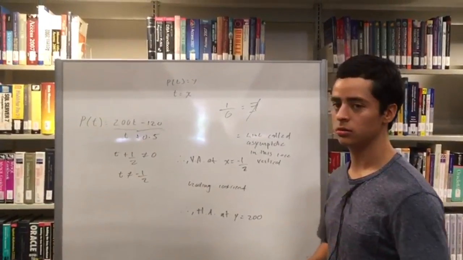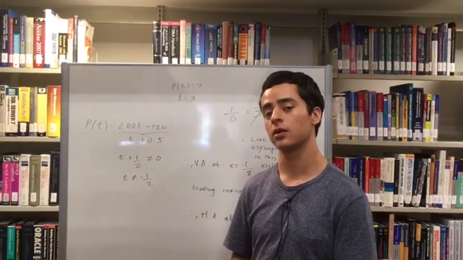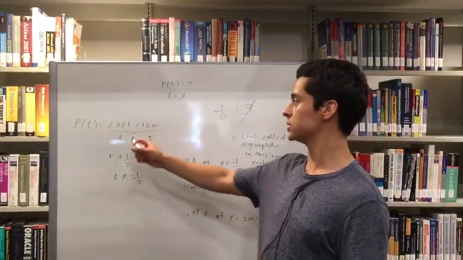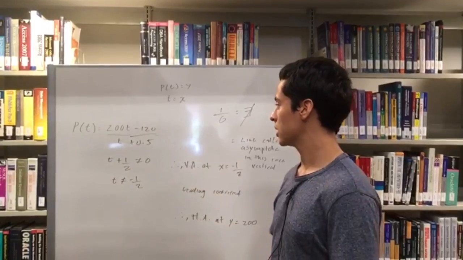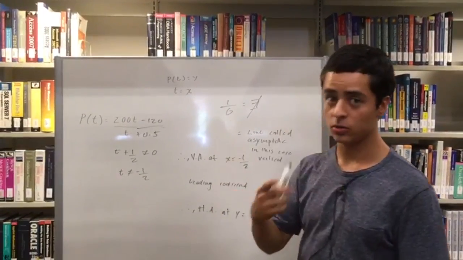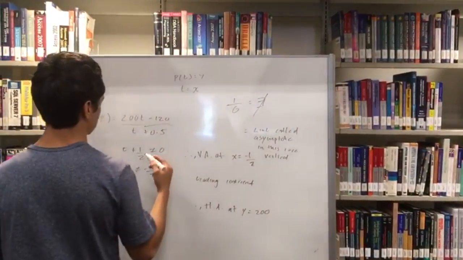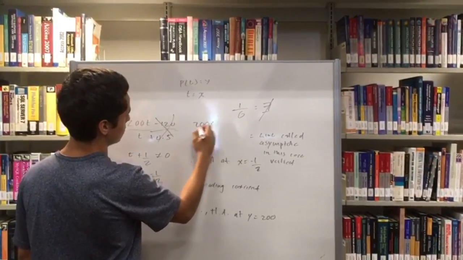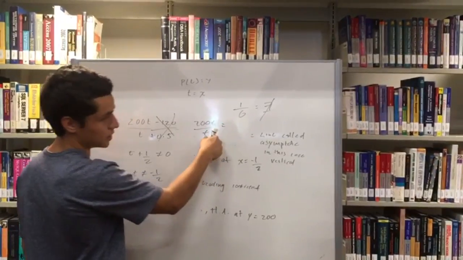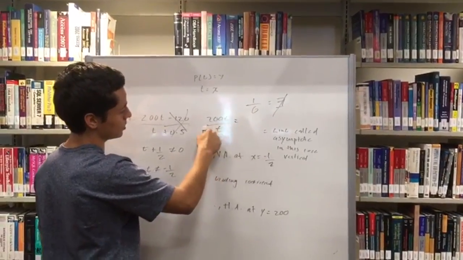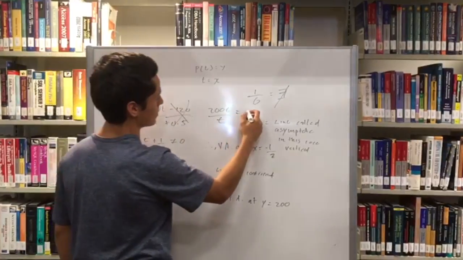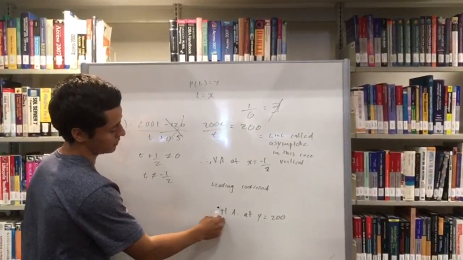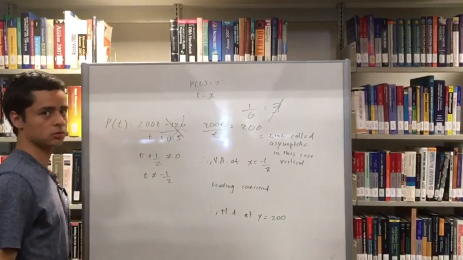Alright, so I want to show you the short procedure to get the horizontal asymptote. What we're going to do is take the lead coefficients. In this case, it's t equals t. Let's ignore this part, so it's going to be 200t over t. We know that t over t equals 1, and 200 over 1 equals 200. Our conclusion is that we have the horizontal asymptote at y equals 200.